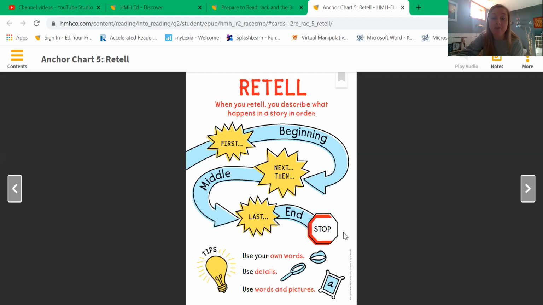So here's some tips that they have for retelling a story: use your own words, use details from the story. So you want to use details and things that happen in the story, but you want to say those things in your own words. And then, of course, use the words and the pictures to help you out. So a big thing we're focusing on is how we can retell the story, retell what happened in our own words. So that's one big thing that you are going to focus on this week.